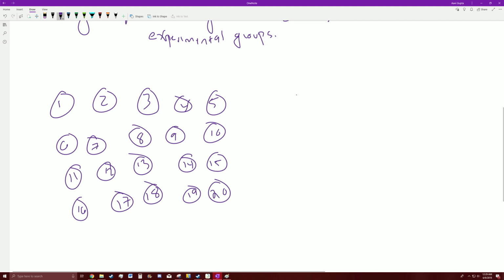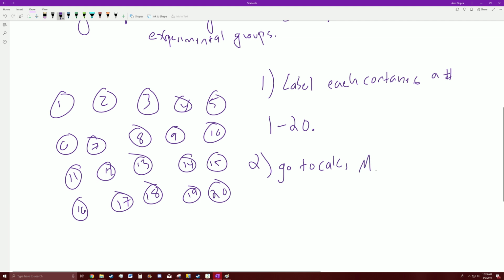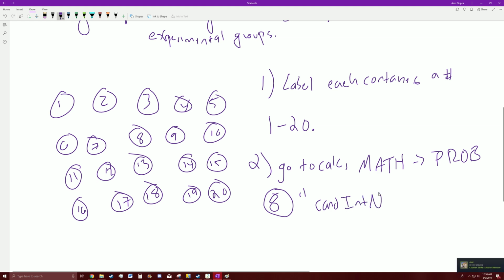So what you want to do, step 1, label each container a number 1 to 20. Okay. Step 2, go to your calculator, do math, scroll over to probability, and then choice 8, which is randIntNoRep.